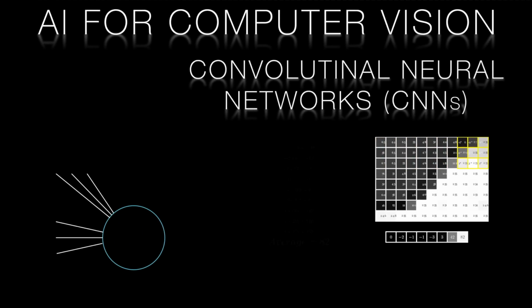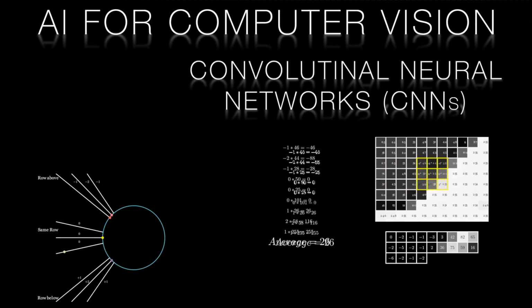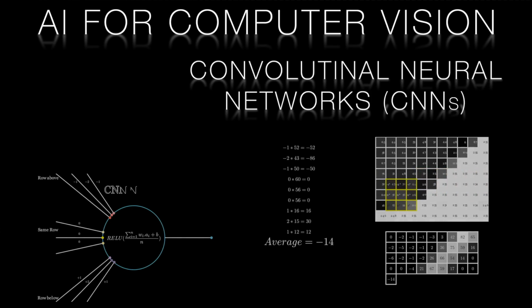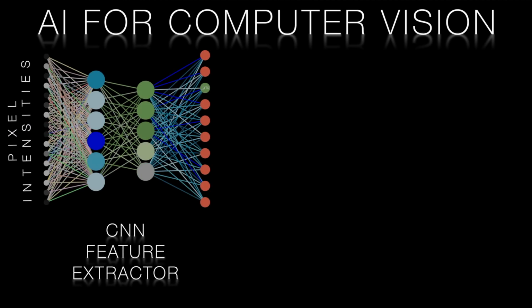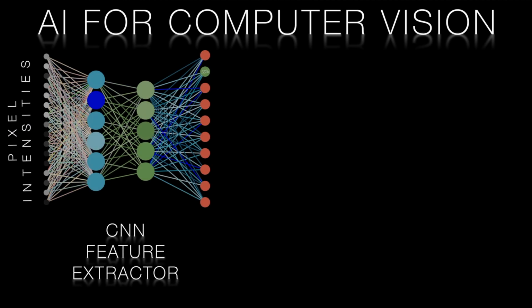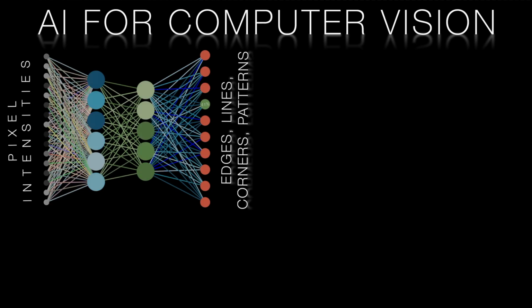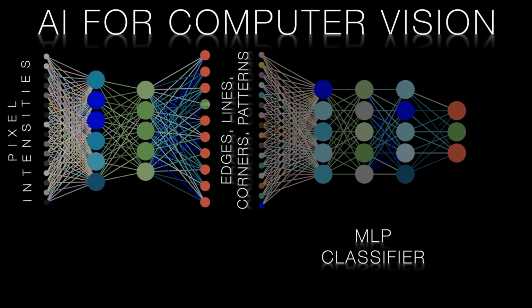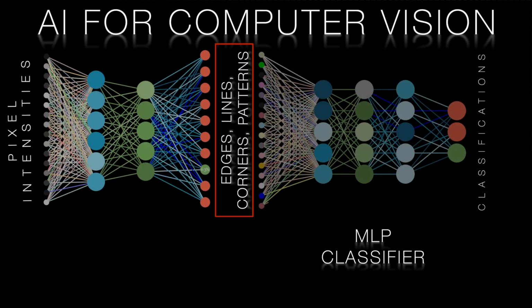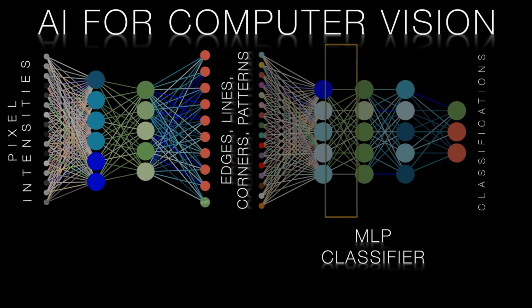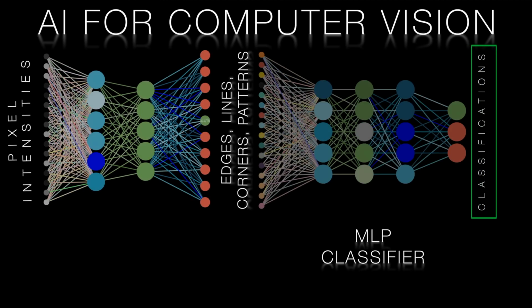Welcome to the 8th in this series of videos on AI for computer vision. In the last video, we introduced convolutional neural networks. The introduction of this approach allowed us to deploy a novel architecture. We can divide our AI into two sections. First, a CNN feature extractor. This pulls out edges, lines, corners, and patterns from our images. Second, an MLP classifier. This takes in the outputs of the feature extractor. Feeding the classifier with features rather than raw pixel data improves accuracy.